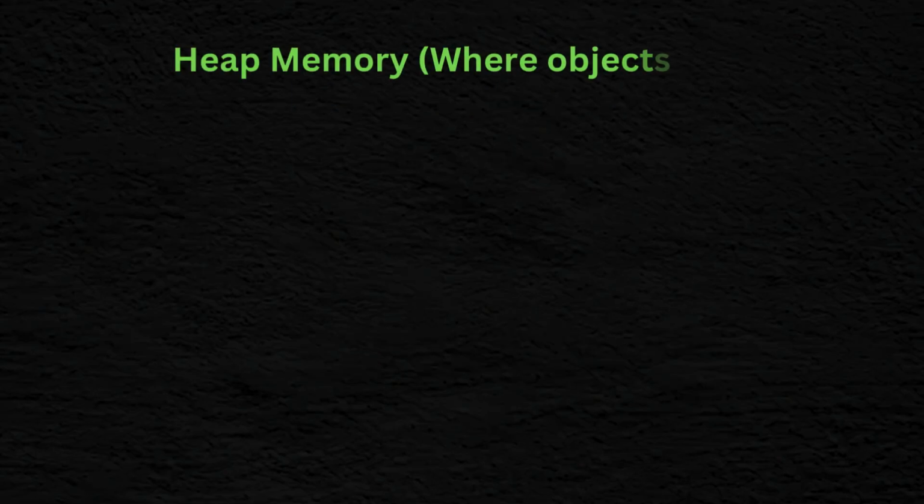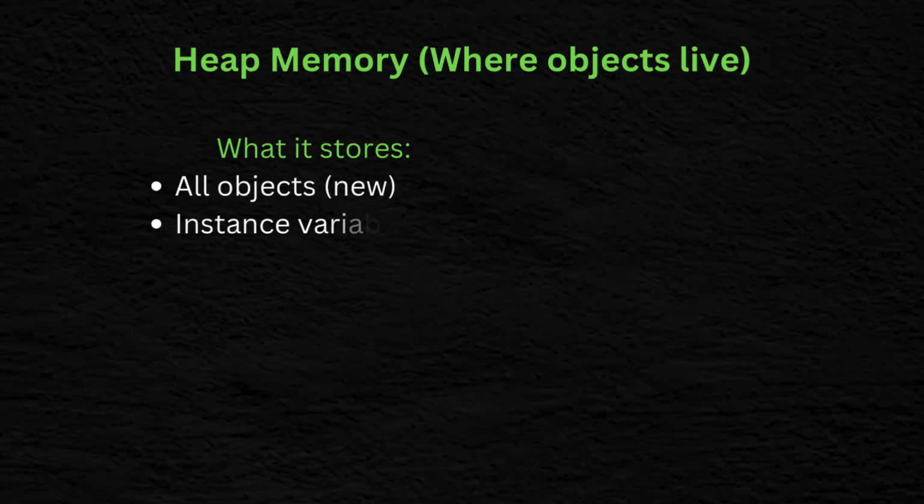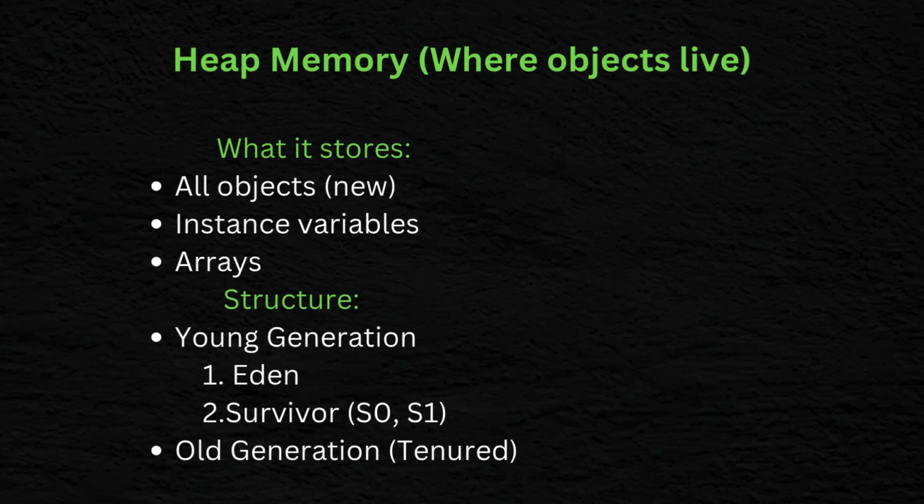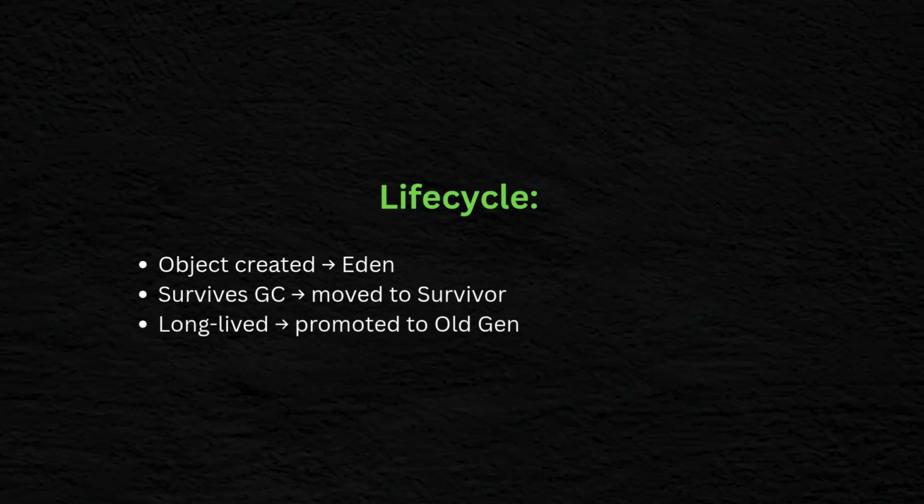Heap memory. Heap memory is where all objects are stored. It contains objects created using new, instance variables, and arrays. It is divided into young generation, eden and survivor spaces, and old generation, also called tenured. Here is how objects move. An object is created in eden. If it survives garbage collection, it moves to survivor. If it lives long enough, it moves to old generation.